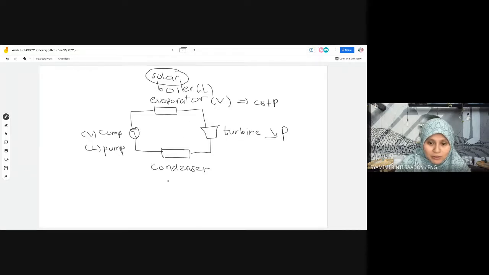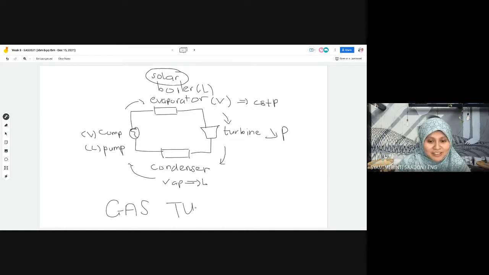So from vapor to liquid, vapor to liquid to condense back, so that we can continue back the cycle. Okay, so this is a cycle. This is a basic gas turbine has. So the whole of this is what we call gas turbine cycle.